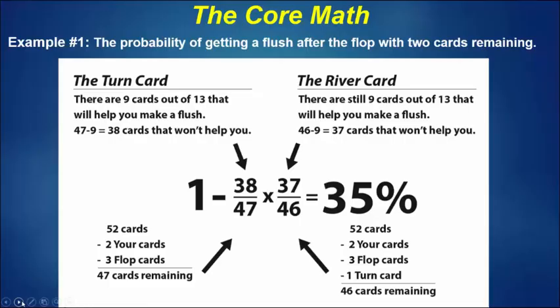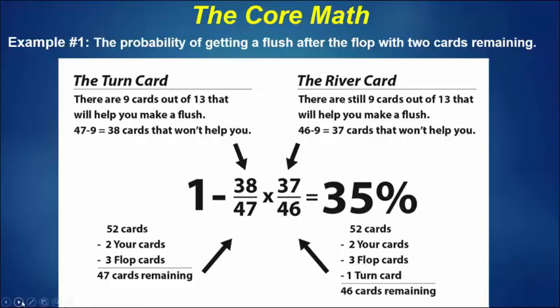You want to know what the probability is of hitting your flush with two cards remaining, the turn and river cards. This is when you are considering making or calling an all-in bet. First, determine the percentage of cards that won't help you on the turn. Next, determine the percentage of cards that won't help you on the river. Third, multiply those two numbers together. Finally, subtract that percentage from 100%, or 1, to determine the probability of getting your flush.